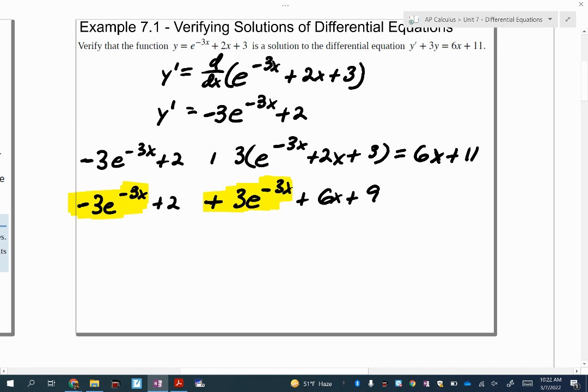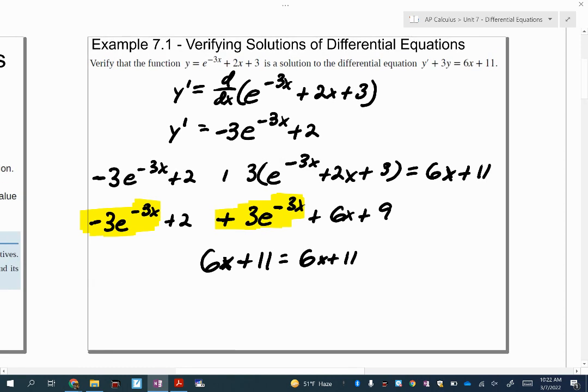So now when I combine like terms, I just copy down the 6x. It doesn't have a like term, but my 2 plus my 9 is going to make 11. So that equals the right-hand side. I apologize for the mistake. That's what it looks like to verify a solution to a differential equation.